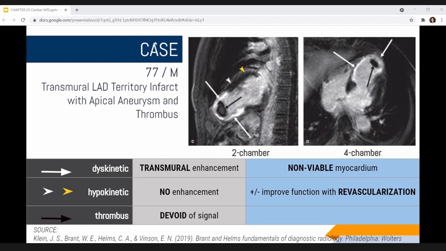4-chamber view. There is transmural enhancement of the dyskinetic to akinetic segments, demarcated by the white arrows, consistent with non-viable myocardium. The hypokinetic anterior segments at the mid-cavity, pointed by the white arrowhead, and base, yellow arrowhead, show no enhancement. Therefore, these could improve function with revascularization. The apical thrombus, pointed by the black arrows, is again devoid of signal.